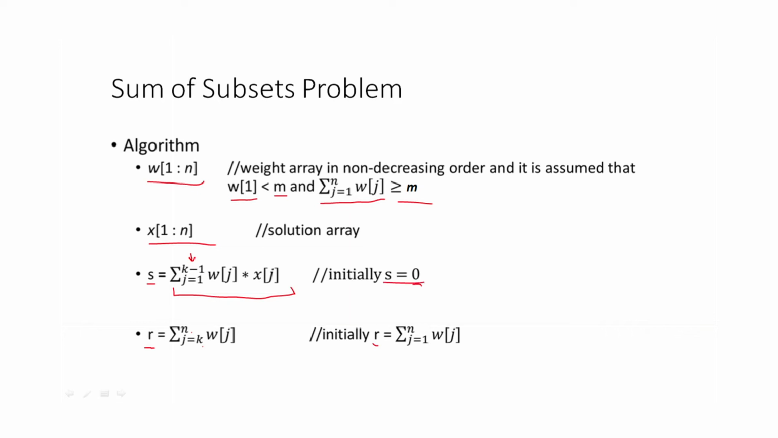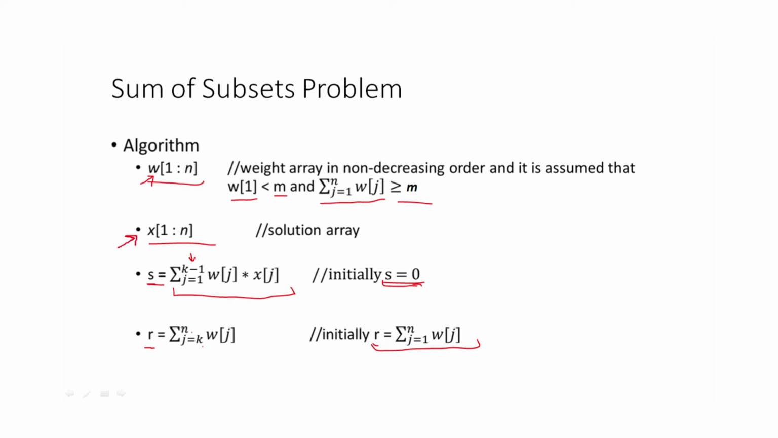S in that case would be 0, because we have not considered any weight. K here means the level number at which we are taking the decision right now, whether to include the weight or not. So initially S would be equal to 0, and R would be equal to the sum of all the weights in the array. That is how we will be calling our algorithm, which we will be discussing shortly. Remember that this array contains weights in non-decreasing order.